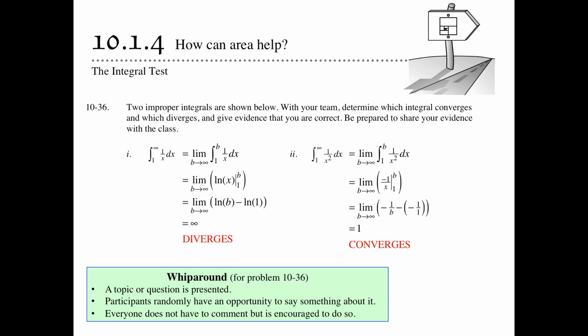Some students might share that both 1 over x and 1 over x squared have y values that approach 0. However, their integral values do not behave consistently.